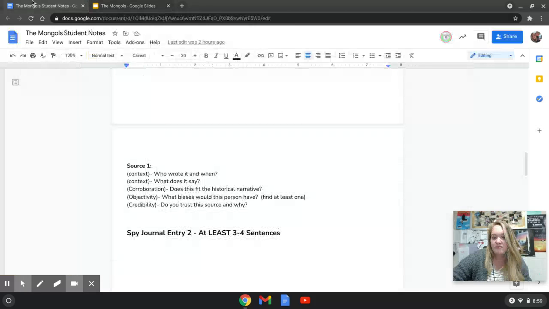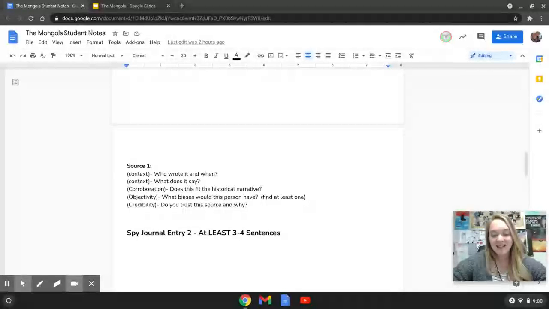If it's the same, then yes, it corroborates. If it's completely different and you think that this second source is describing another, different empire, then it does not corroborate. And biases. What biases would this person have? If they were a captive of the Mongols, they're probably not going to say positive things about the Mongols. It would be a biased account because they've been captured and they probably want to go home, so their account is going to be negative. So that's what bias is.